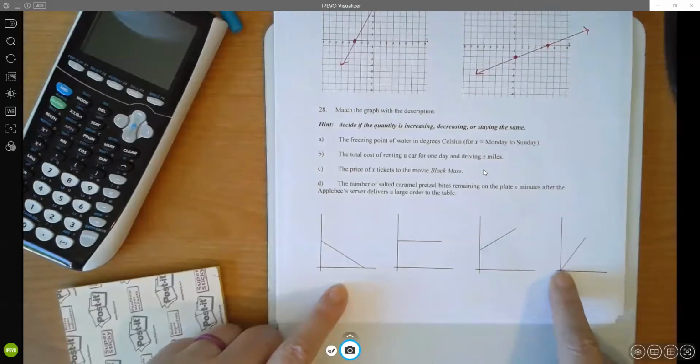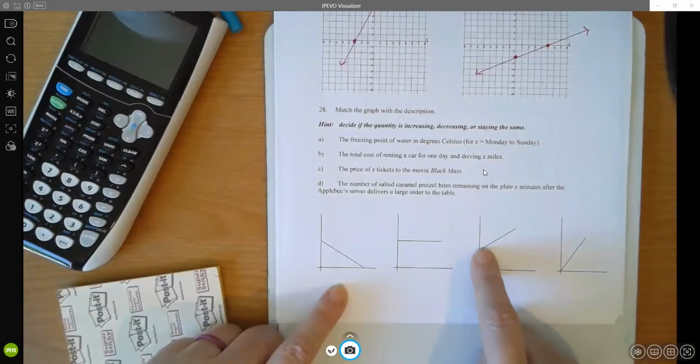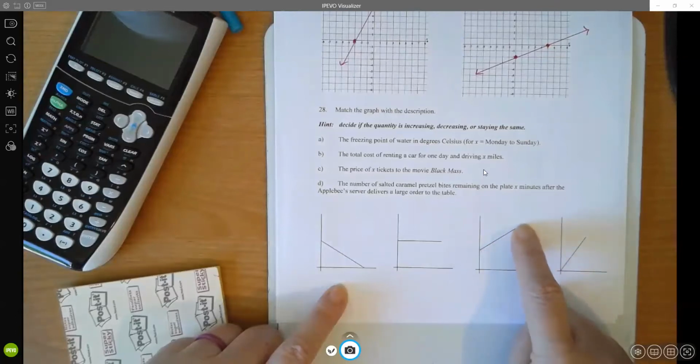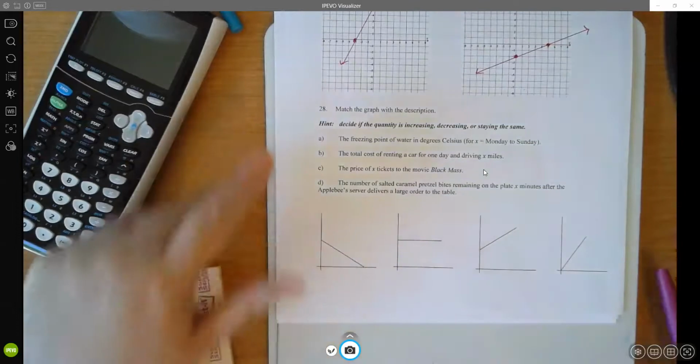One of them starts at 0, and the other one starts not at 0, it starts up. So now let's look at our problem.